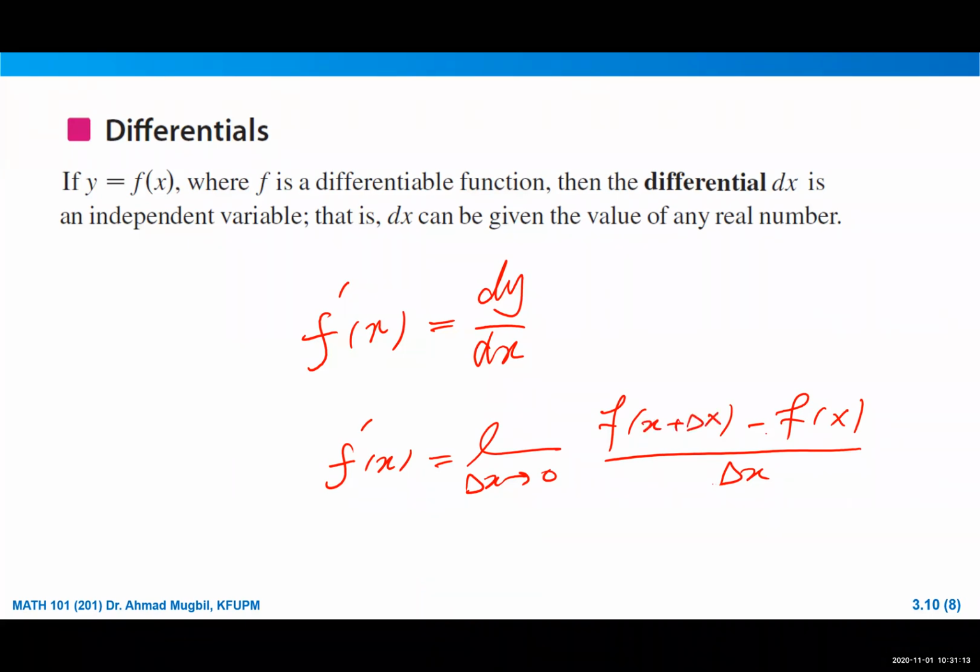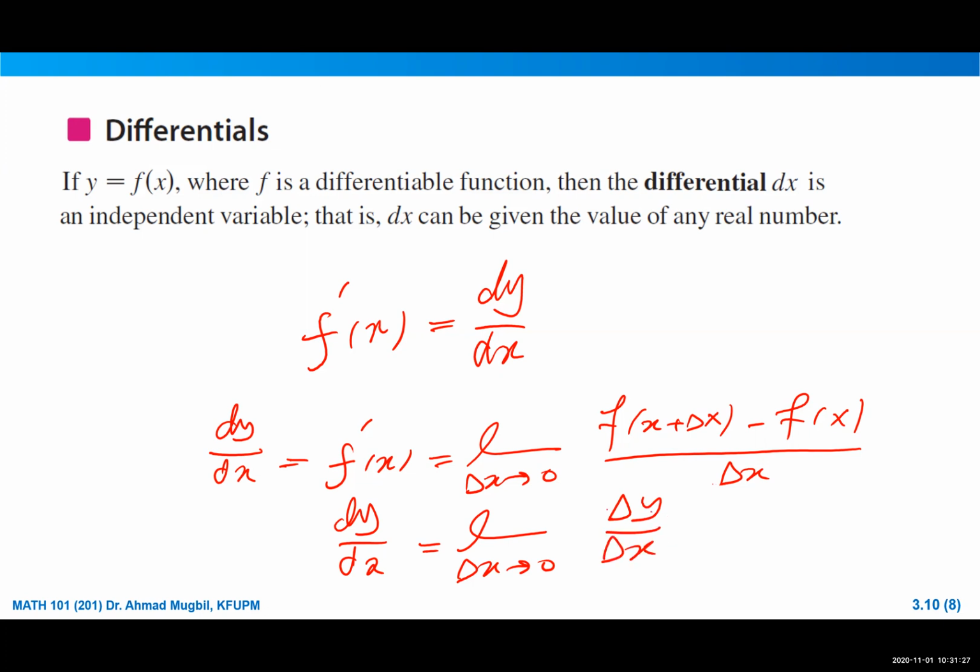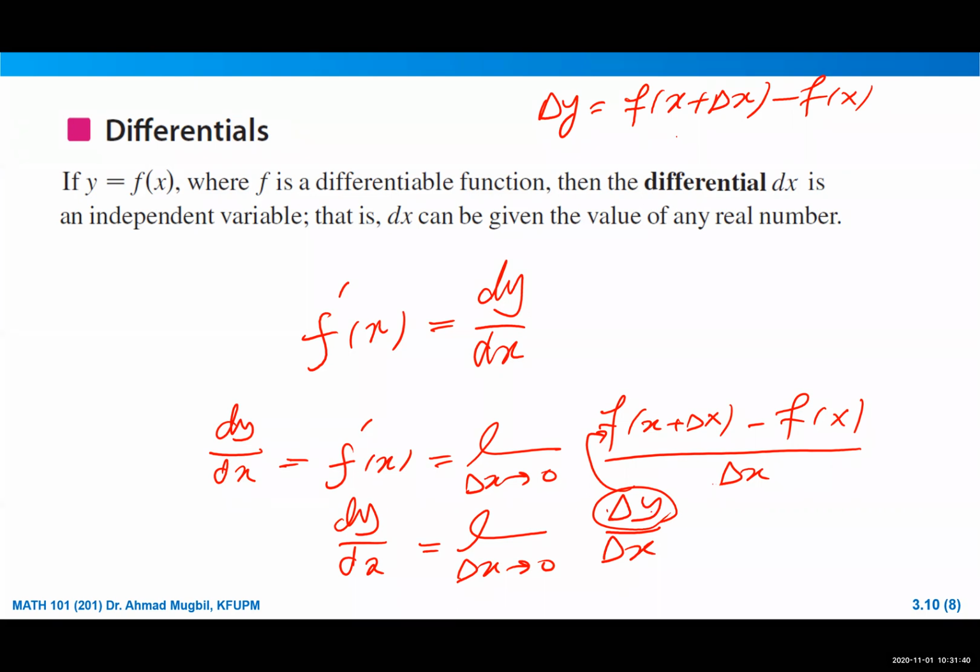So now, usually we call this dy/dx. Usually we say that dy/dx is equal to the limit as delta x goes to 0 of delta y over delta x. What is delta y? Delta y is the value of the function at x plus delta x minus f of x. What is delta x? It is the h, the difference between the two values of x. This is the horizontal change, and this is the vertical change.